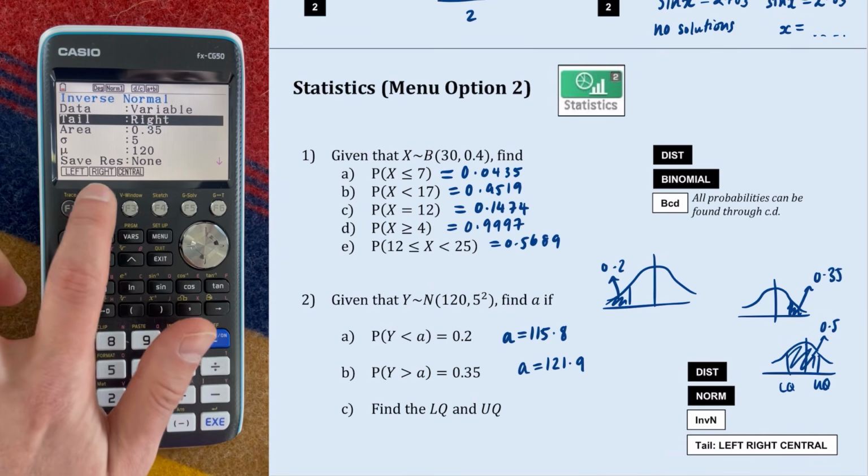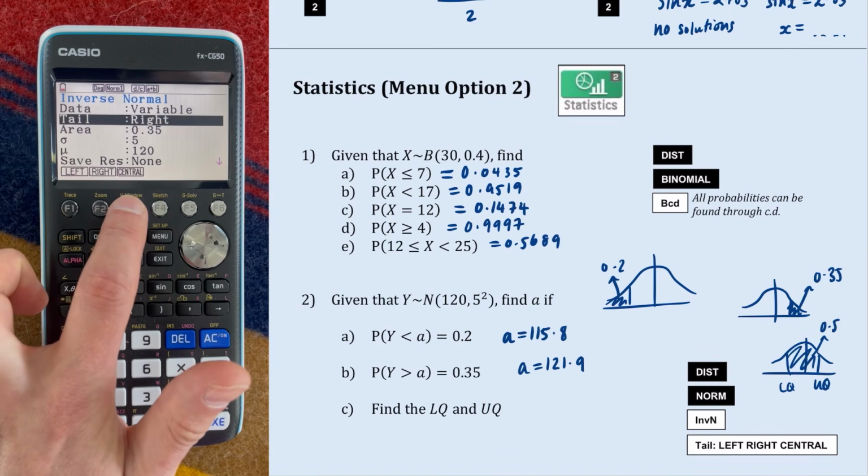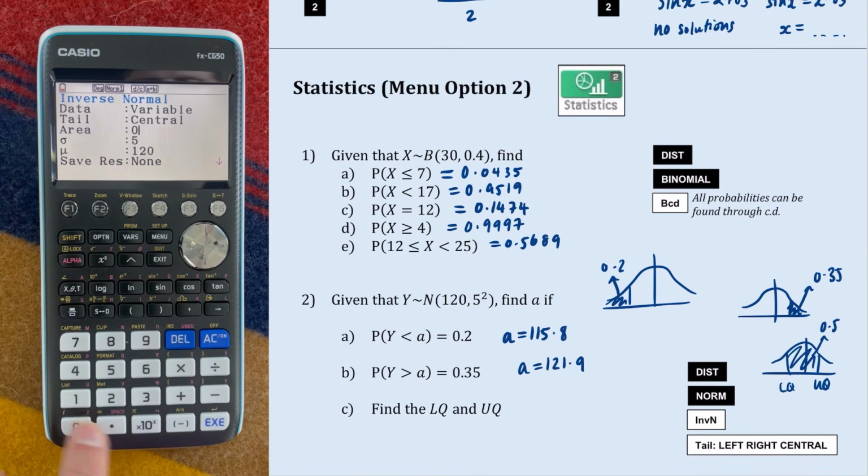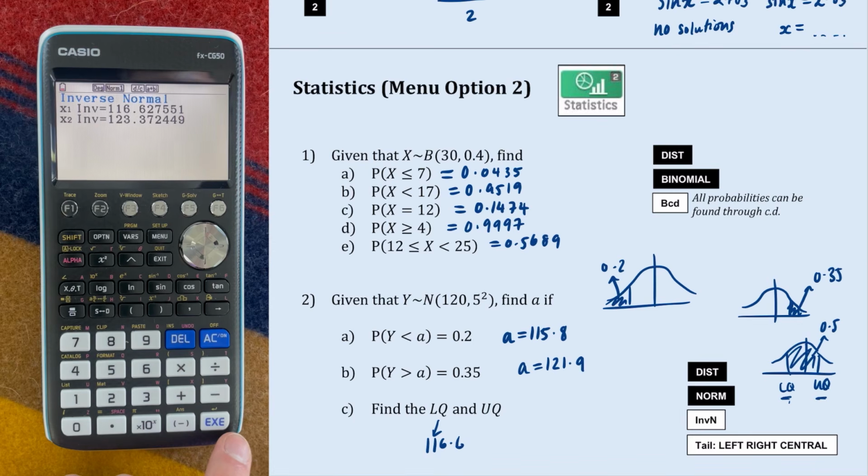So I'm going to switch, actually, because it's a central area, I'm going to switch it to central, and I want the area to be 0.5, and it's going to give me these two values. It's going to give me the lower quartile and the upper quartile. So that means that the lower quartile is 116.6 and the upper quartile is 123.4. So you've got these options of doing left, right, and central for this one.